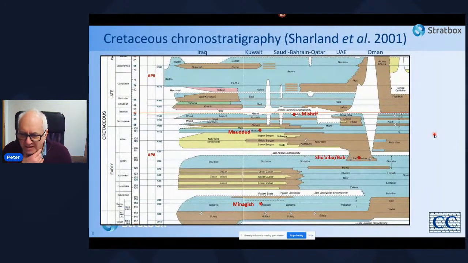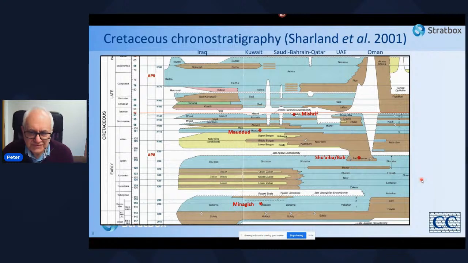And these are all inherited structures from the basement that controlled sedimentation throughout the Cretaceous. So this is the general chronostratigraphic architecture we find within the Cretaceous. We have these megasequences. We have periods during the early Cretaceous and the middle Cretaceous where we have major progradation of clastic systems from the Arabian Shield area. And between these, we have expansion of carbonate systems with associated intra-shelf basins over the Arabian Plate.